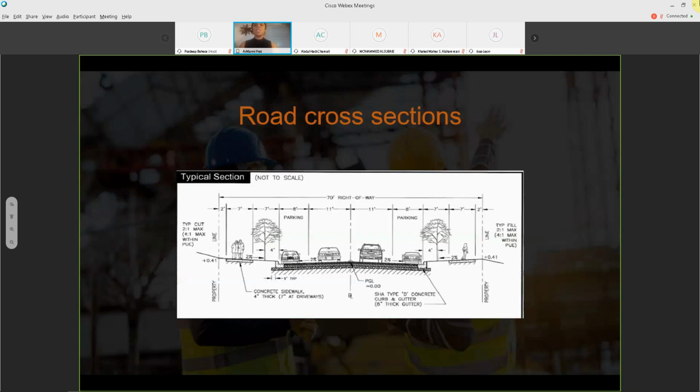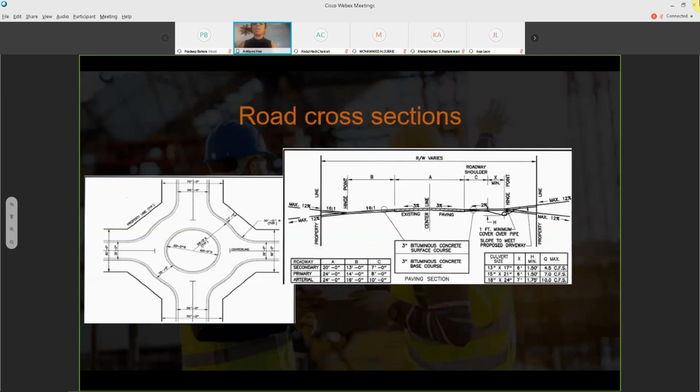Here is the cross-section of the minor arterial roads within our layout. Next slide. On the left is the roundabout cross-section, and on the right is the driveway cross-section. Next slide.